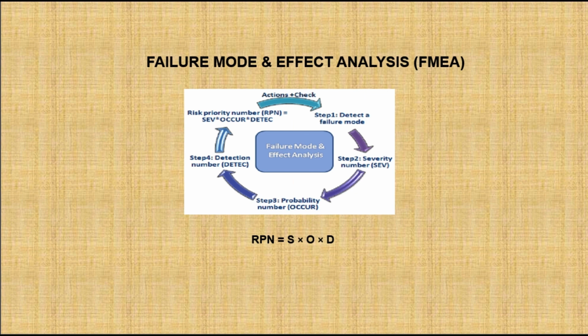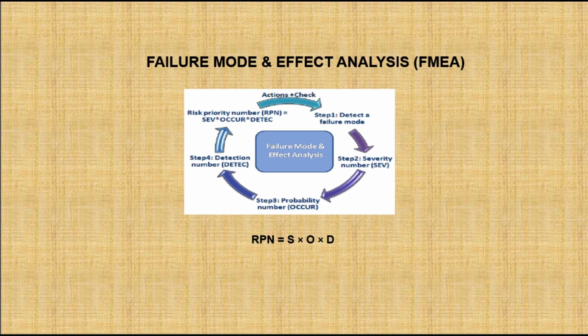We calculate the RPN value, the risk priority number, which is the multiplication of three factors: severity, occurrence, and detection. So what is the severity of that particular defect? How severe will the impact of that failure be? Occurrence is the probability of occurrence of that particular defect. Detection number is how often we can detect that particular defect.